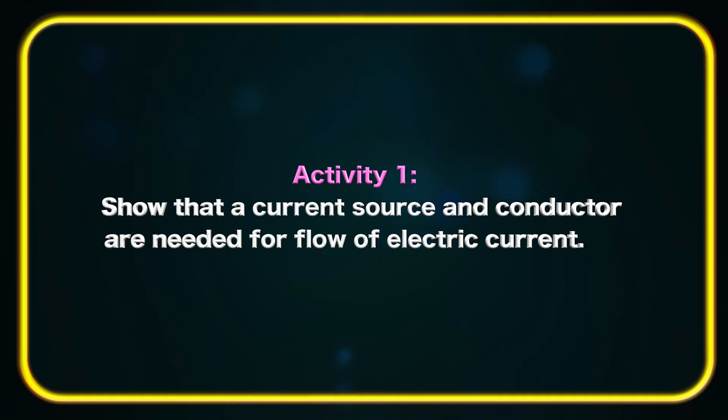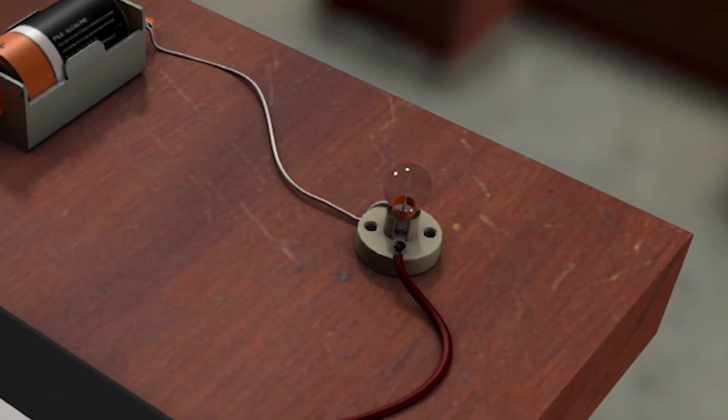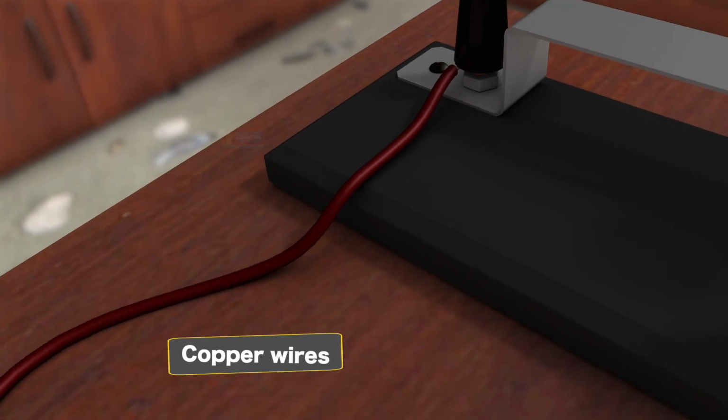Activity 1. Show that a current source and conductor are needed for flow of electric current. To demonstrate that a source of electric energy and conducting wires are required for flow of electricity. Materials required: bulb, battery, switch, copper wires.